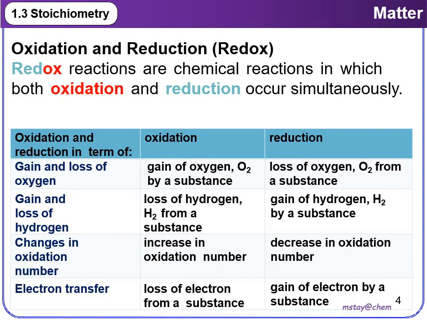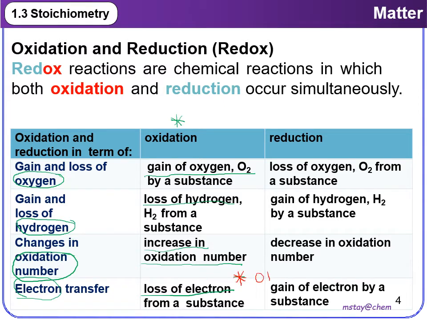Reduction and oxidation can be discussed in terms of changes in oxygen, number of hydrogen, oxidation number, and also electron transfer. Basically I will focus on oxidation only, because reduction is the opposite of oxidation. So oxidation means the substance gains oxygen, or loses hydrogen, or increases its oxidation number, or the substance loses electrons.